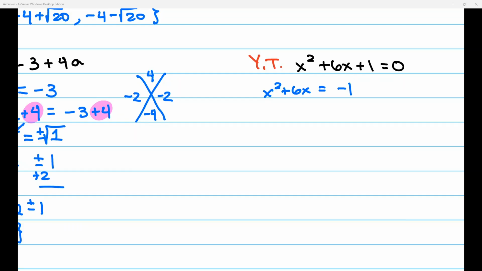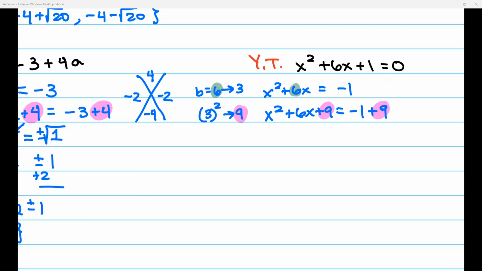I'm going to take my b, which is 6. I'm going to half it, which is 3. Take the 3, square it. That's going to be a 9. Well, b was 6. And 9 is the number that completes the square. So 9 is the number that I'm going to add to both sides. It's going to be x squared plus 6x plus 9 is equal to negative 1 plus 9.